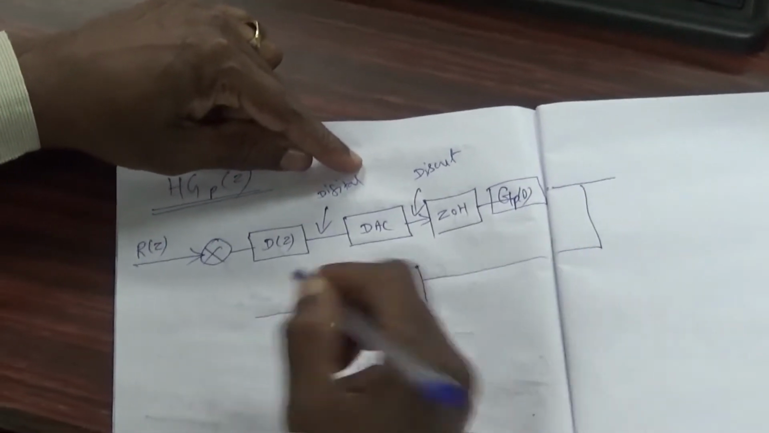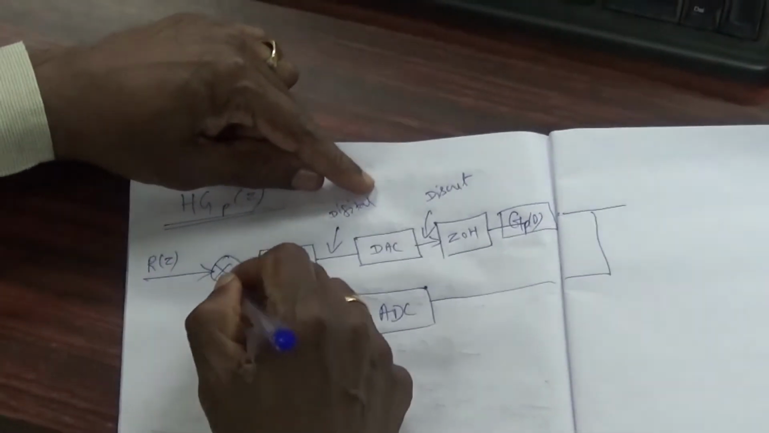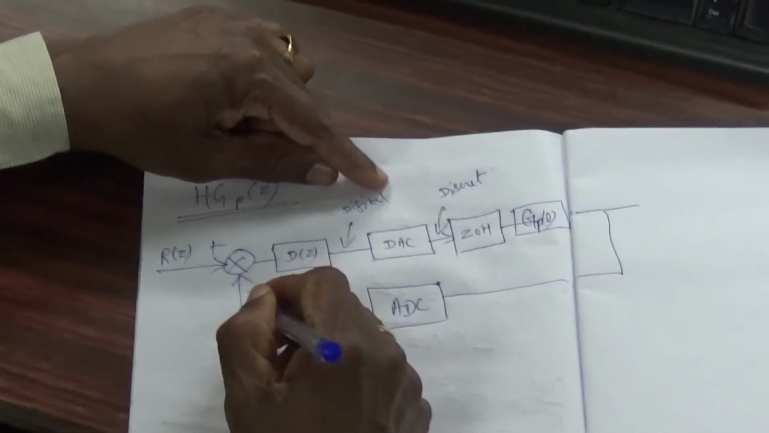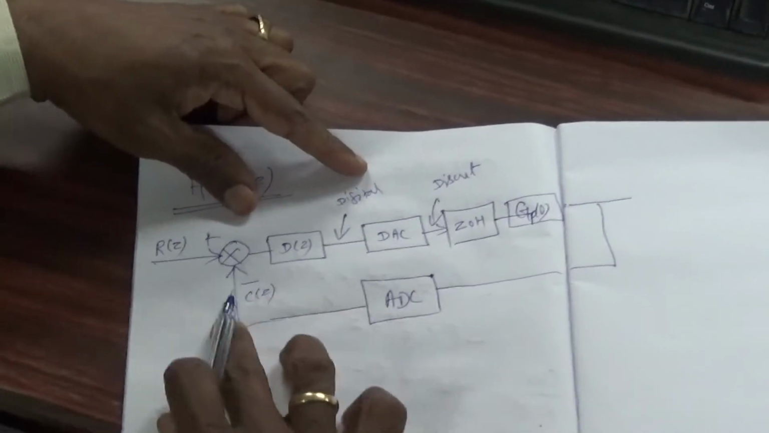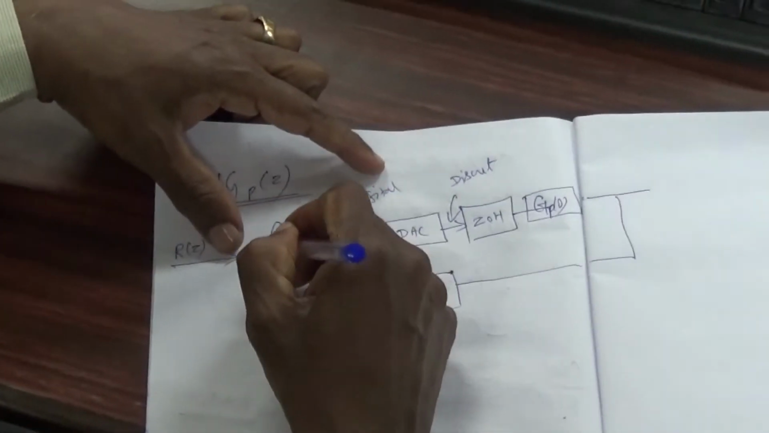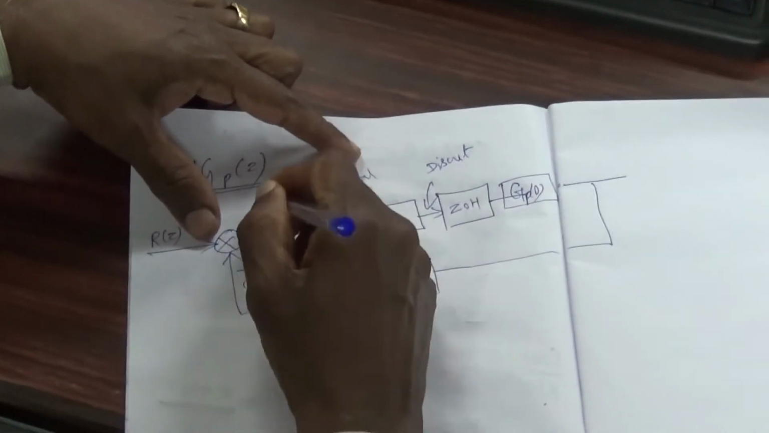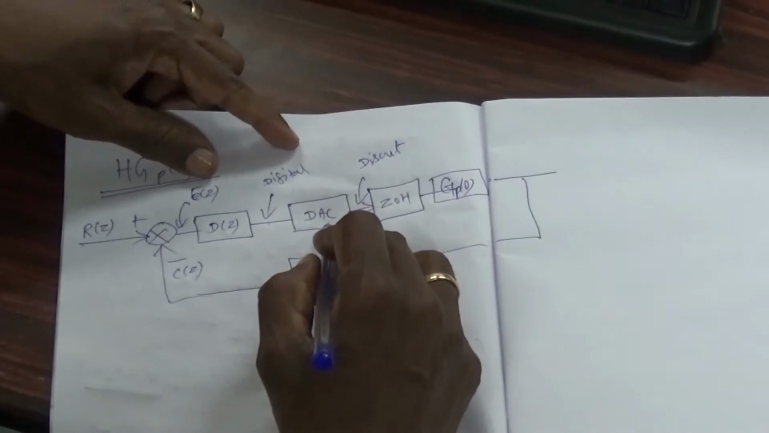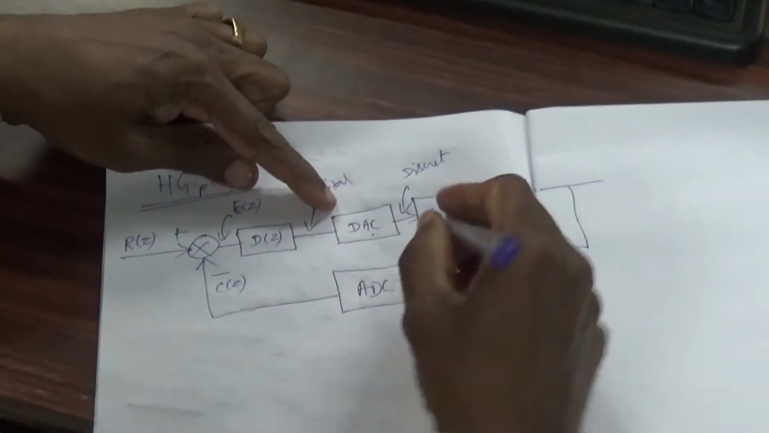ADC. That's why you get a digital output also. So here also you are getting digital. Here also you are getting C of Z, a digital value, so it can be compared. Here also it is E of Z. E of Z is given here. The digital output is converted into a discrete value. The discrete value is converted into a continuous one.